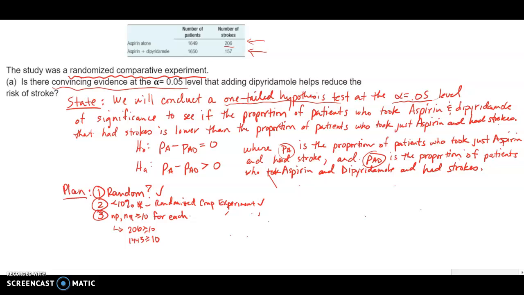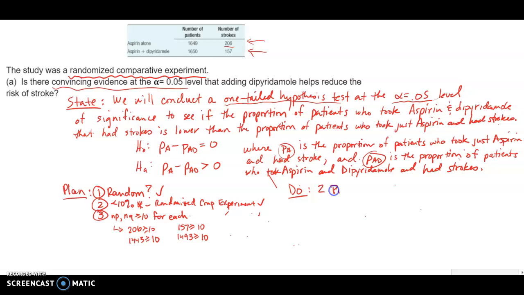When we look at aspirin and dipyridamole, we've got 157 quote unquote successes. So that's when a stroke does occur. We've got 157 of those patients, and 1650 minus 157 is 1493. Those are failures, quote unquote, or people that don't have strokes in this particular case. So our sampling distribution of the differences is going to be normal. So we can go ahead with our two proportion z-test, and that's what we'll do in the next step here.